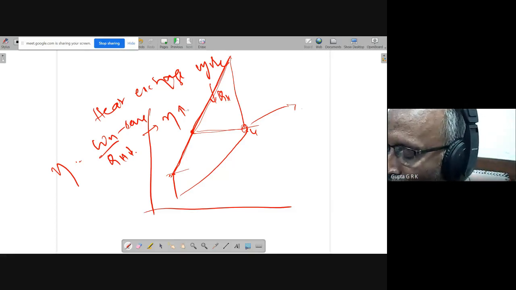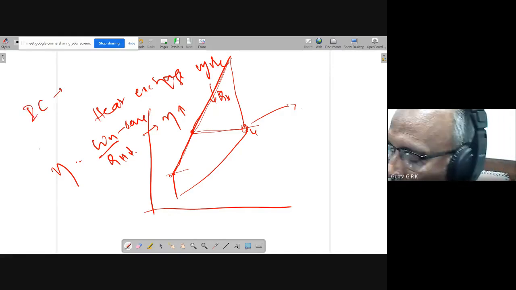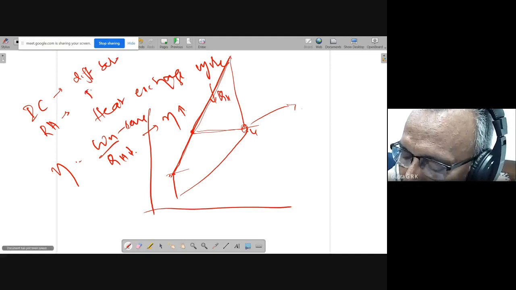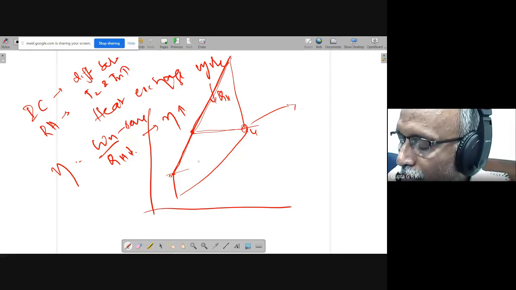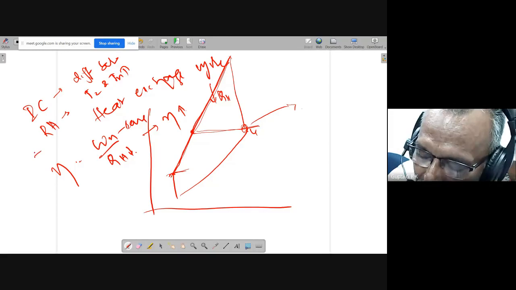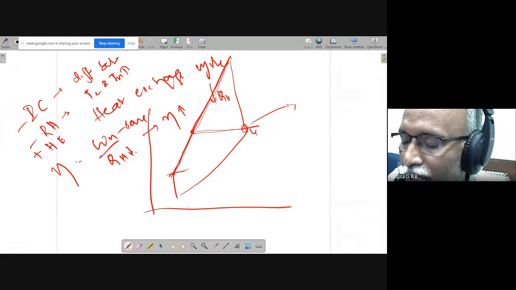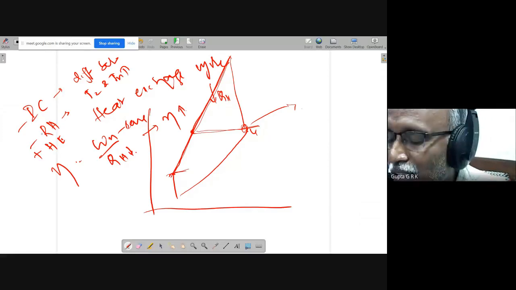So whenever I have an intercooler or reheater, the difference between T2 and T4 increases. So these two go away from each other, T2 and T4. So it is always better to use a heat exchanger with this reheater or intercooler, so that whatever loss there is in the efficiency, now we can have more increase in the efficiency.